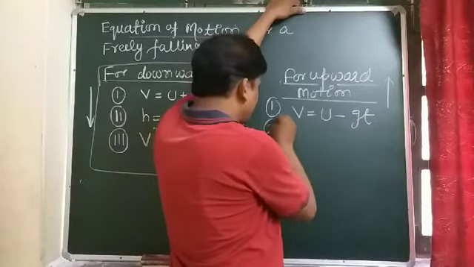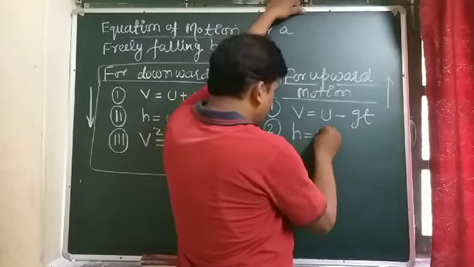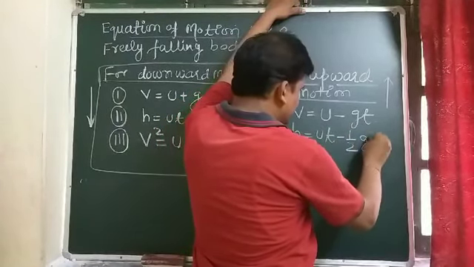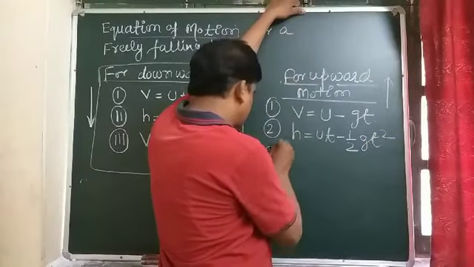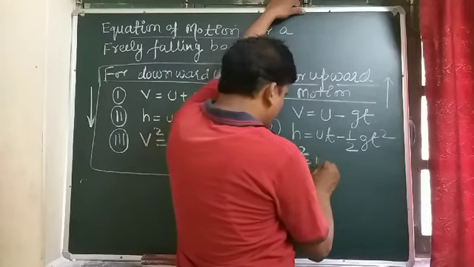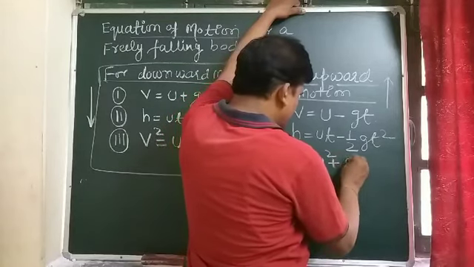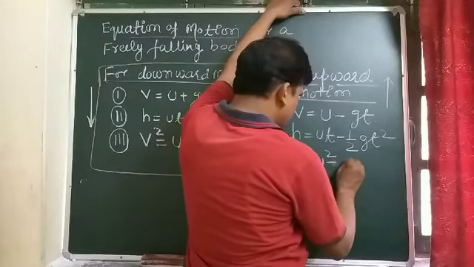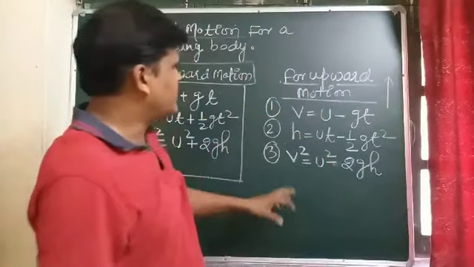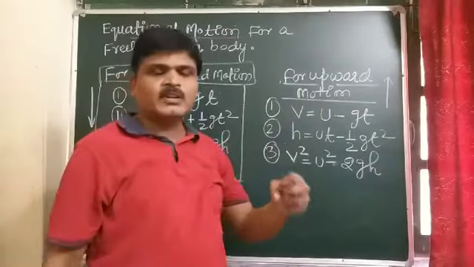Second equation, h equal to ut minus half gt square. This is for upward motion. And third, v square equal to u square plus minus 2gx. And this is the equation for upward motion of any object.